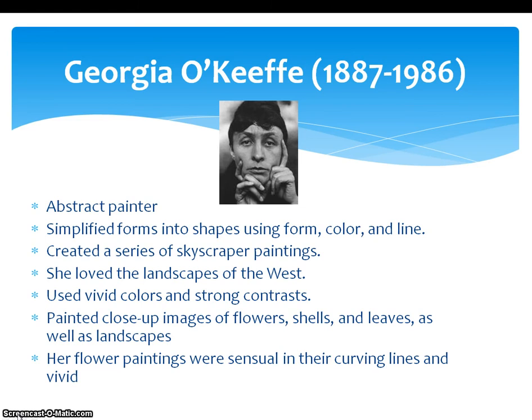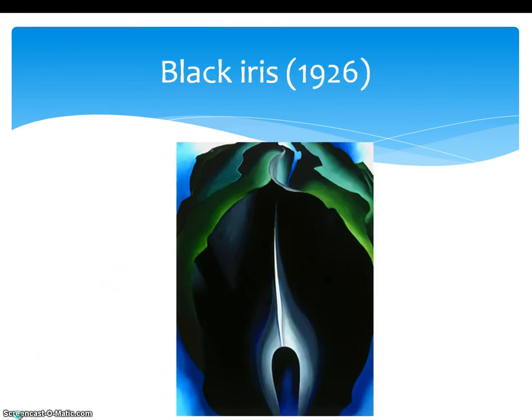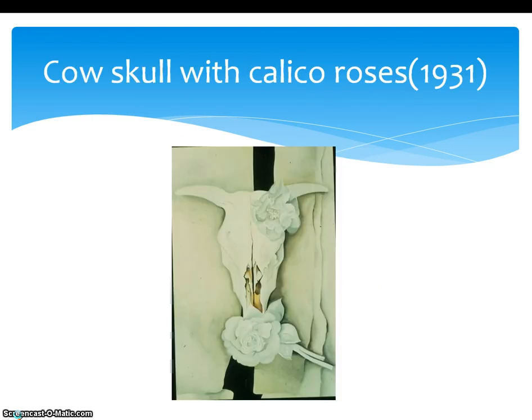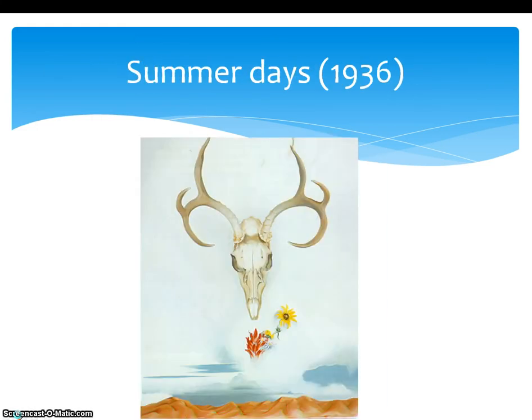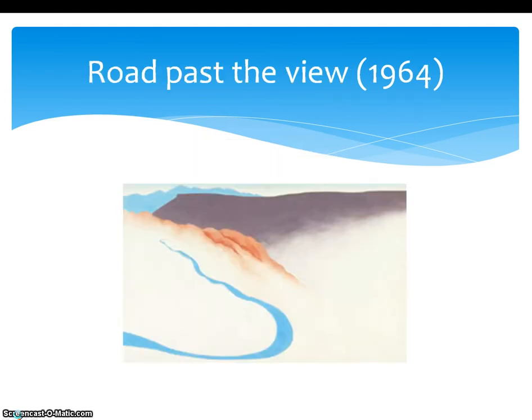So let's move on. We finished talking about Georgia O'Keeffe, and I wanted to show you some of her paintings. Once again, as you look at her paintings, think about her use of lines, forms, shapes, the vivid colors. A lot of people thought that her artwork was very sensual. Some people even say sexual. We talked about how she liked the out west, the desert. This is why we see some skulls.